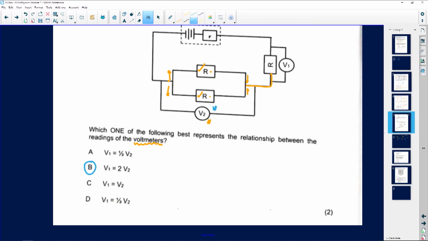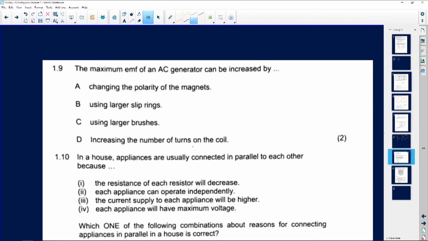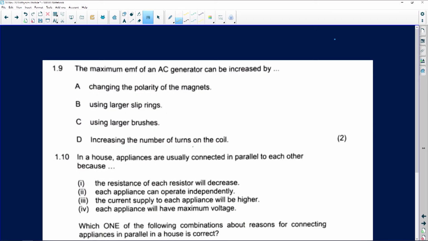See, you cannot assume, you have to calculate. So let's look at 1.9. Now this is all about motors and generators. They talk about the maximum EMF, electromotive force, of an AC generator. Remember, that is alternating current.